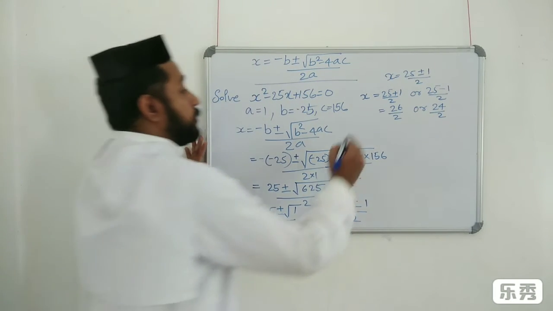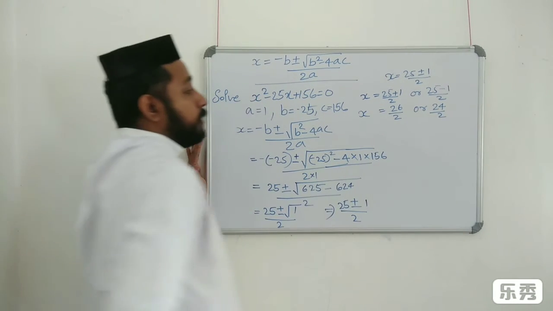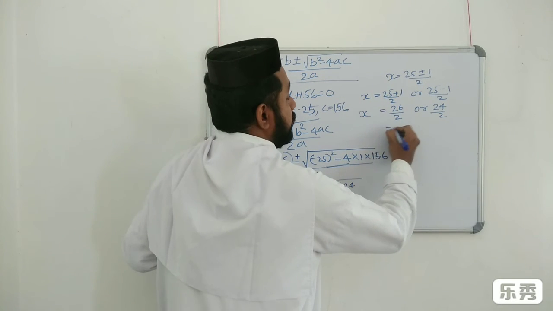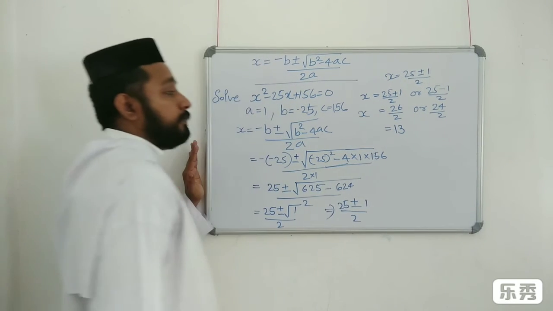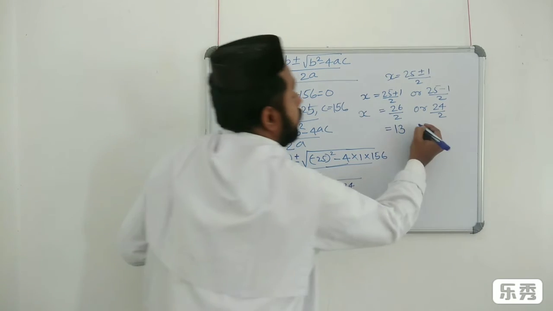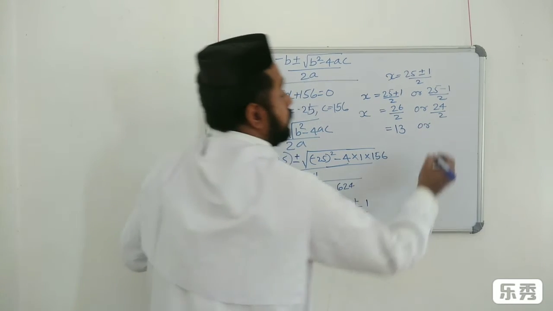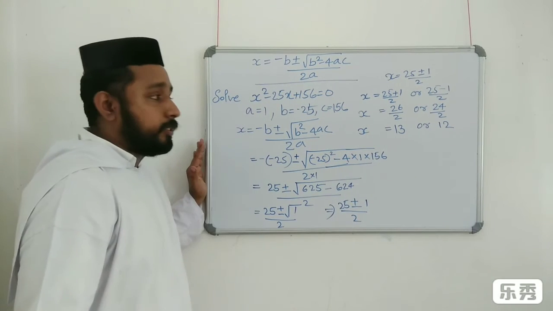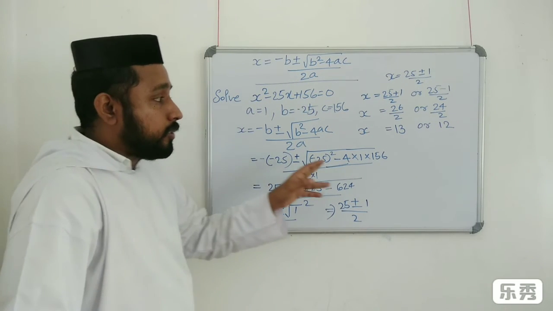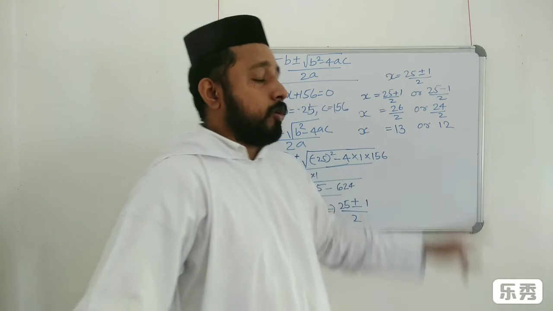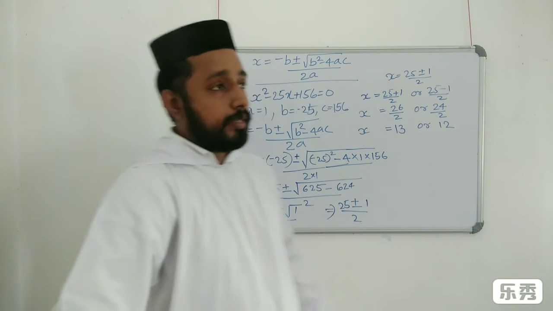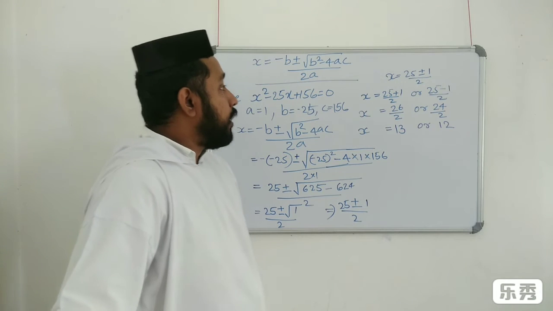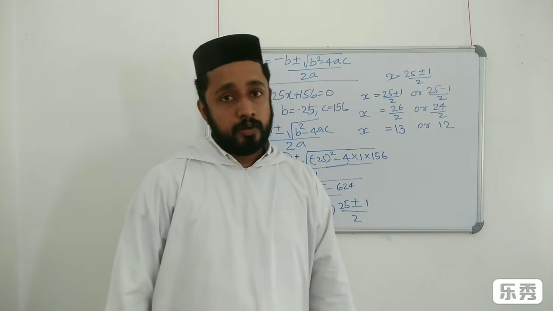So we got two values for x. X is equal to 26 by 2 or 24 by 2. 26 by 2 means 13, or 24 by 2 which means 12. So x is equal to 13 or x is equal to 12. So 13 and 12 are the roots of this quadratic equation, x square minus 25x plus 156 is equal to 0.